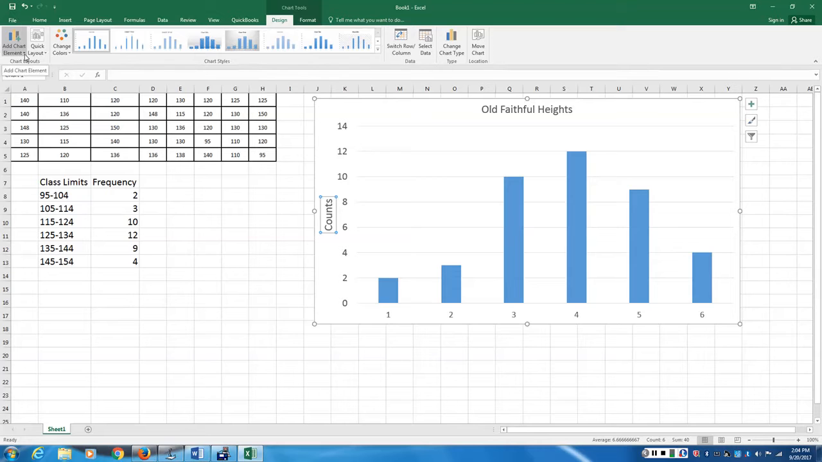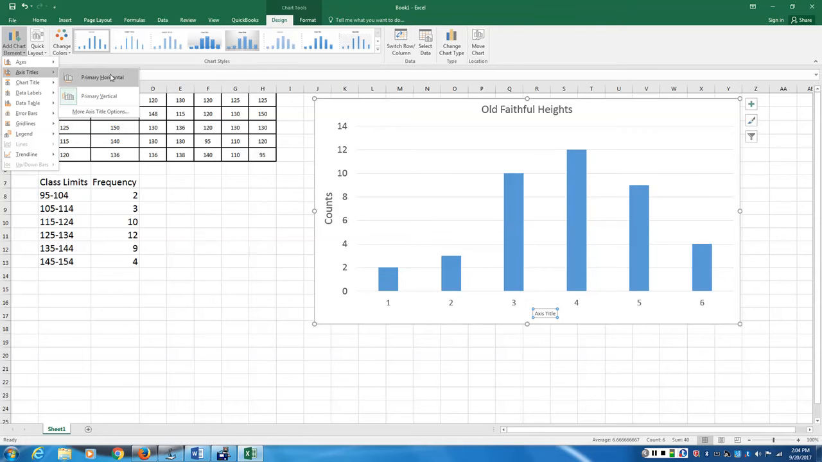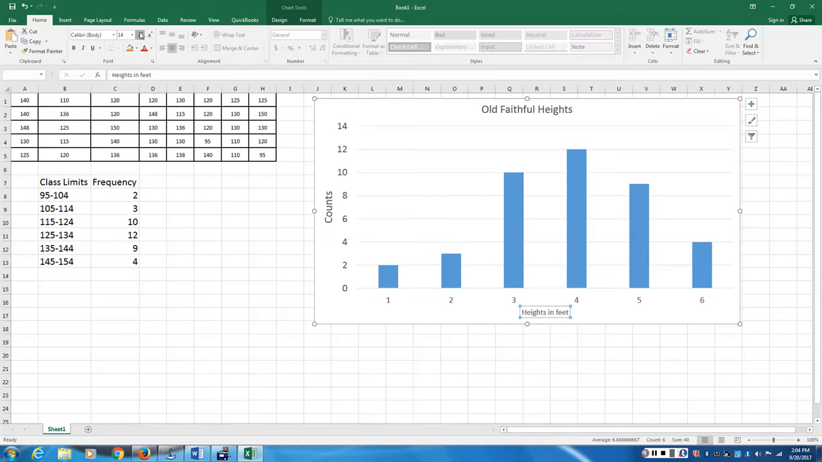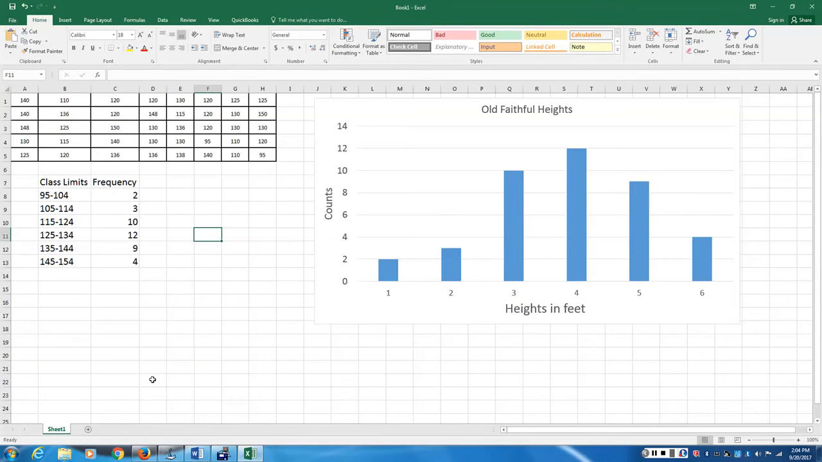Okay, now same selection again, add chart element, go to axis titles. This time we want the horizontal axis. And what those bars represent is heights in what? Feet? So basically, you just want this to be descriptive. So far we've got it labeled appropriately.